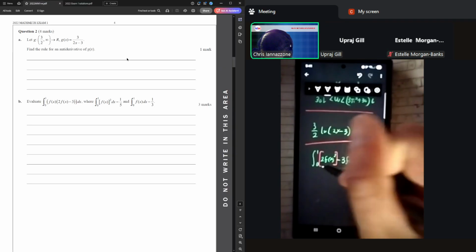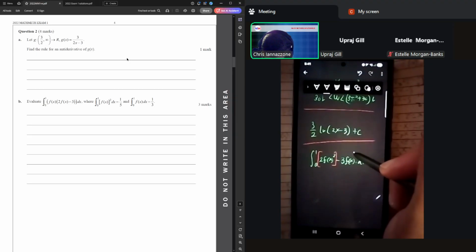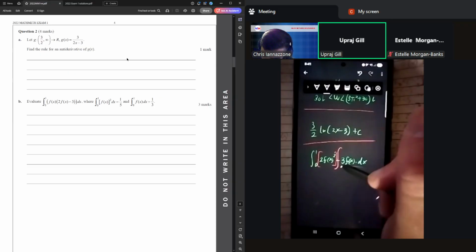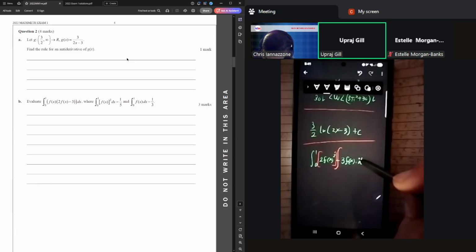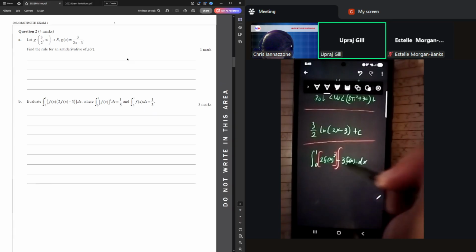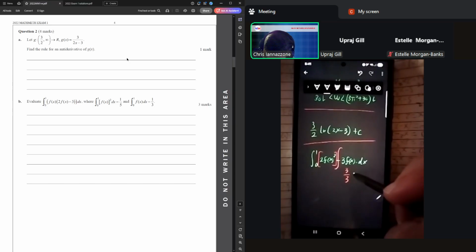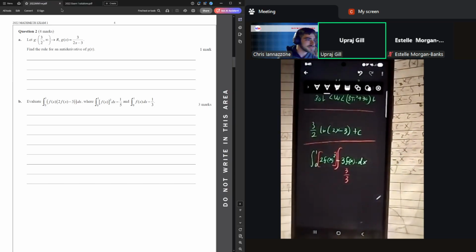And then obviously I split up the integral as well. Splitting up that integral, then when you subtract the integral of 3f(x), 3 times the integral of f(x) should be just 1, because 3 times 1 on 3. And then 2 on 5 minus 1 is negative 3 on 5.